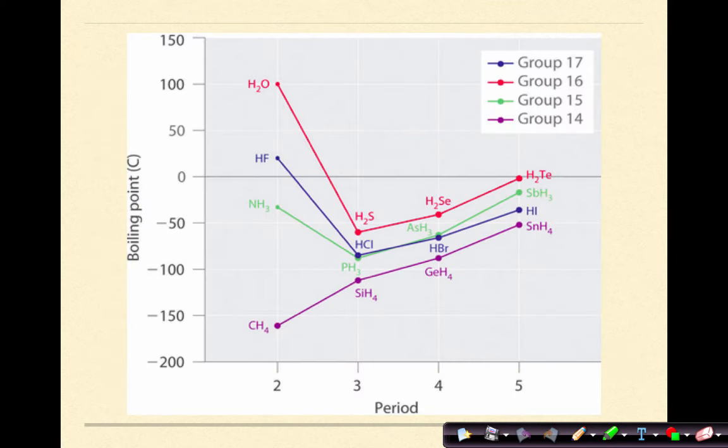We can see that in this particular graph, where we have oxygen, fluorine, and nitrogen all coming out of period 2, and compared to the rest of the molecules that we see here, they all have high boiling points. Elements in period 3, 4, and 5 have much lower boiling points because those particular elements that are involved do not have a great enough electronegativity difference between the hydrogen and themselves.